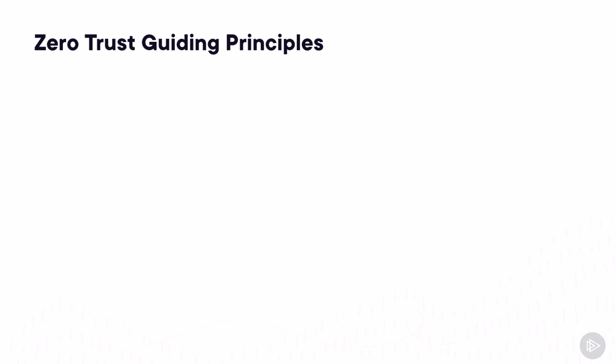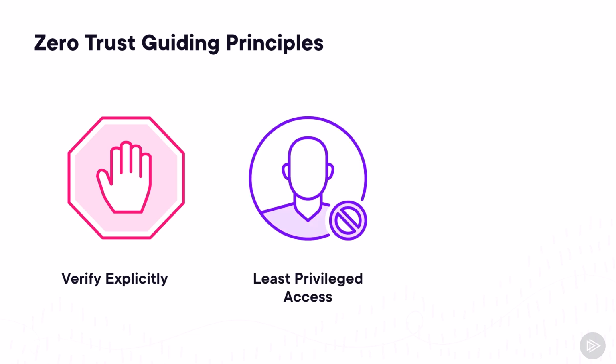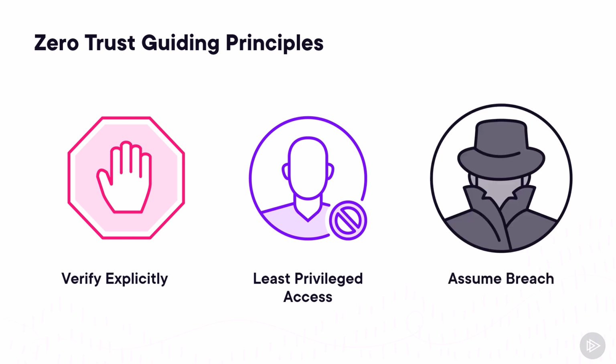Zero Trust follows three guiding principles. The first one is verify explicitly. The second one is use least privileged access. And the third is assume breach. Let's take a look at them in detail.